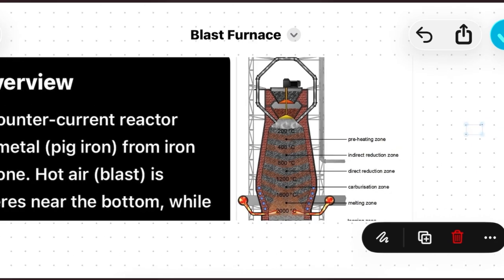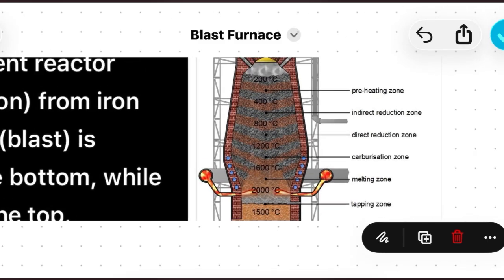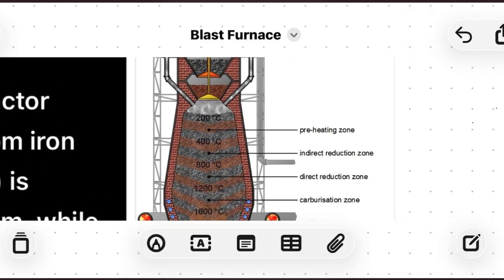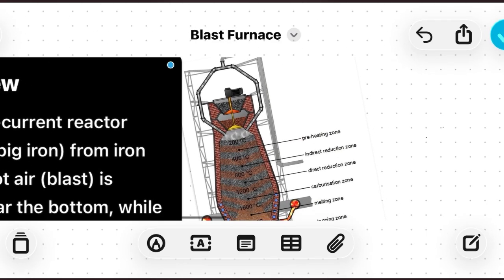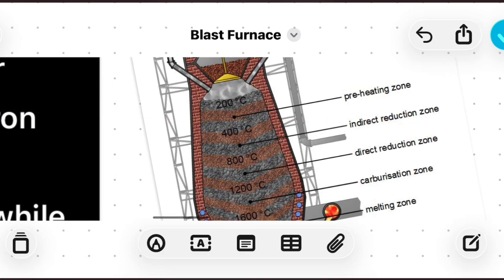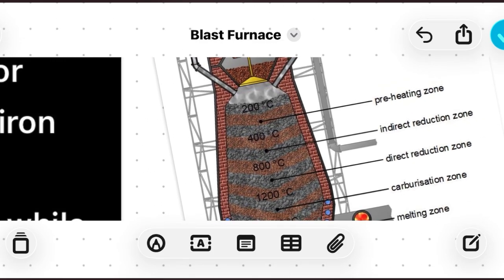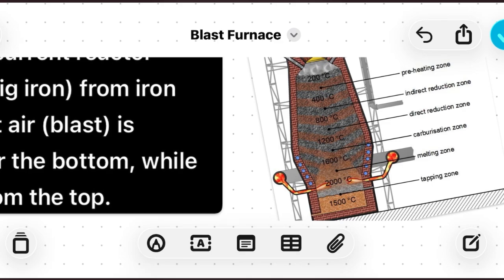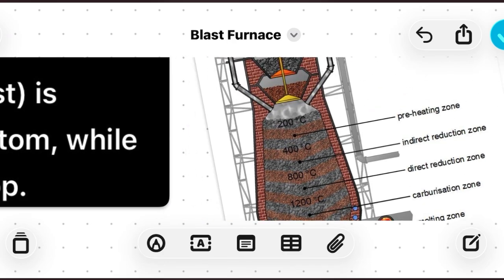Before going to the raw materials of the blast furnace, we have to understand the blast furnace regions and the temperature variation in the blast furnace. Okay, so in the blast furnace there are different regions. First of all, we have to see the zones. Between 200 and 400 degrees centigrade, the zone is called the preheating zone. Then there is the indirect reducing zone, then the direct reduction zone and carbonization zone, then the melting zone, then at the end the tapping zone, where the material is tapped and taken out.